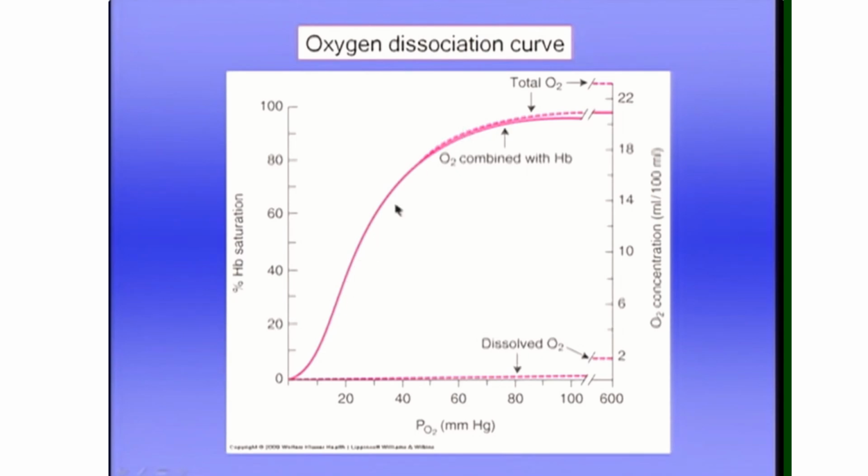This part, the part with the steep part of the curve, is also useful because in venous blood, when you extract oxygen, the fall in PO2 for a given amount of oxygen extracted is relatively small. So that's also advantageous.